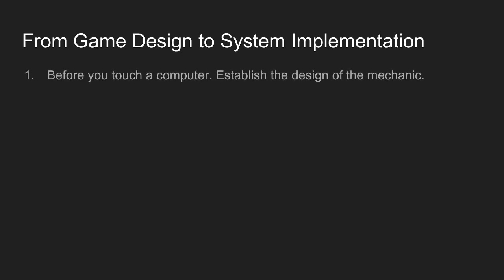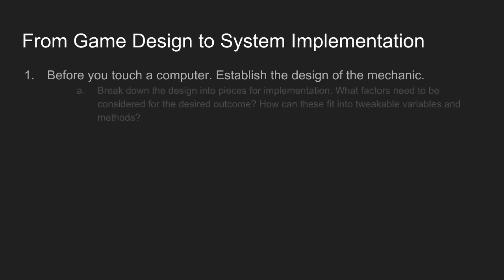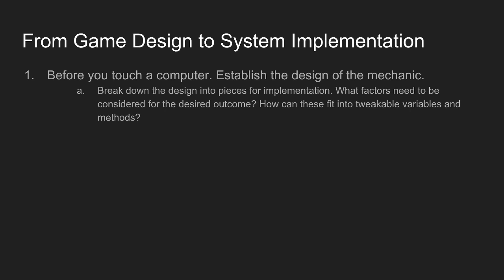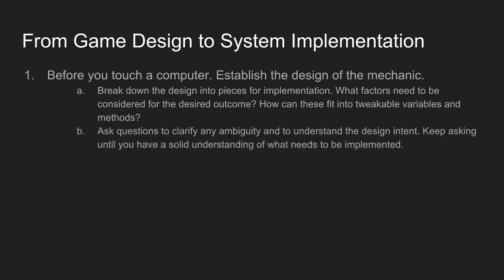So before you touch a computer, you should probably establish the design of your mechanic. And that means a couple different things. The first part is you break down exactly what's supposed to happen and what your expected output is, kind of just like we were talking about with programming. You want to know what data goes in and what comes out. And then you need to figure out some of these different factors and variables for tweaking and changing it, right?